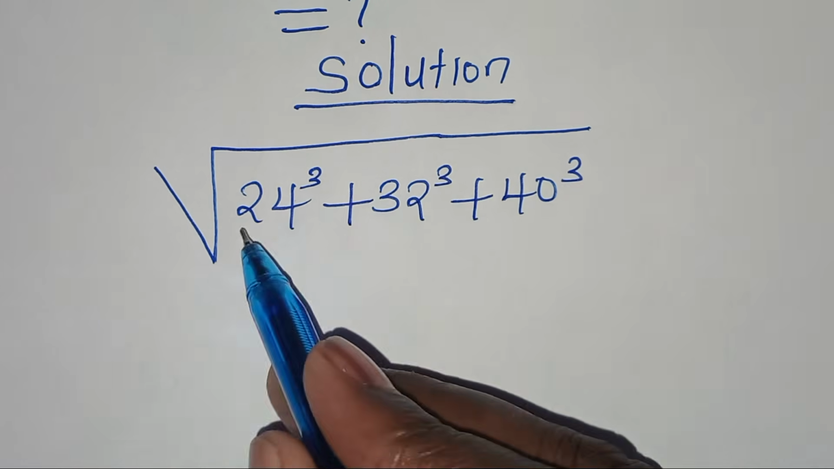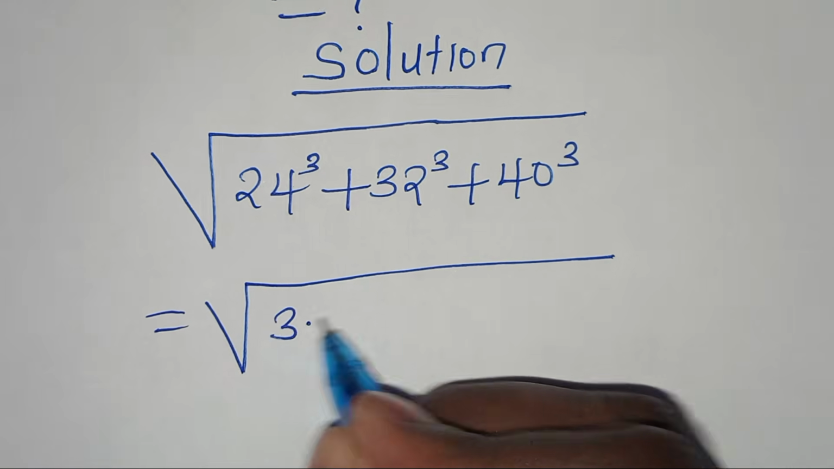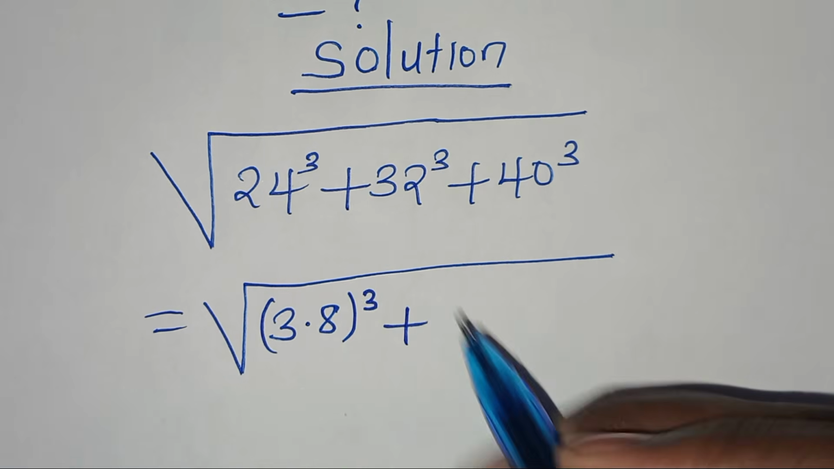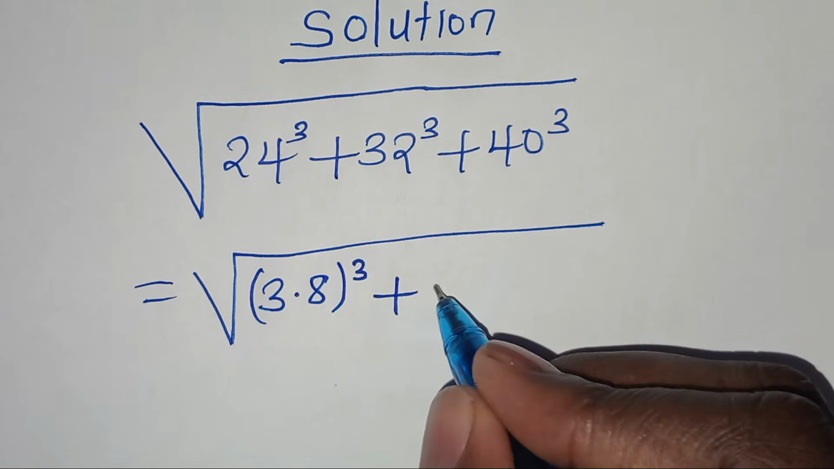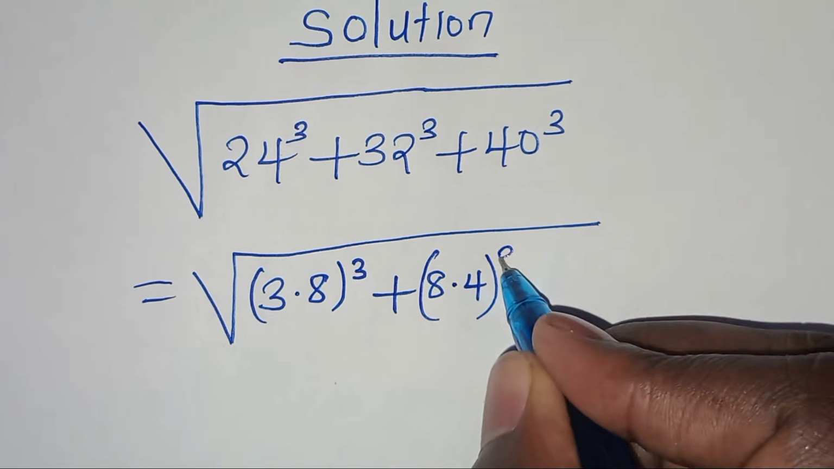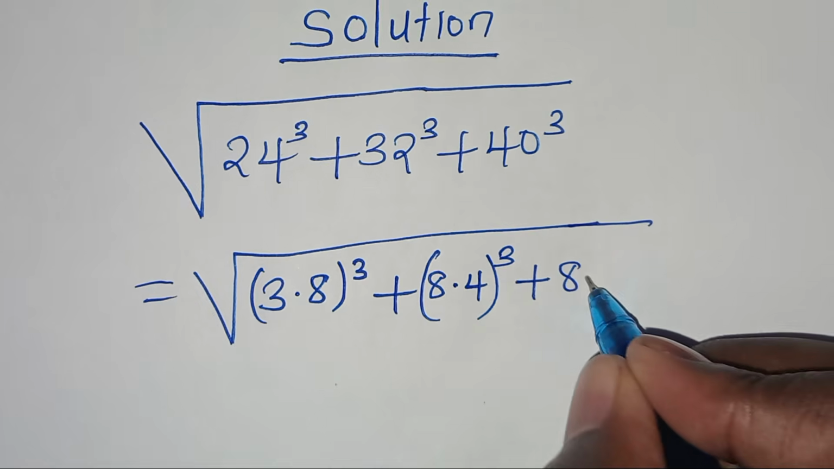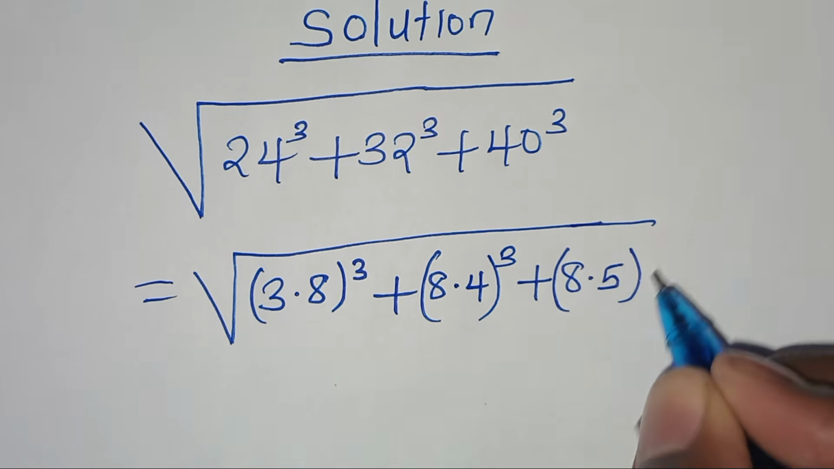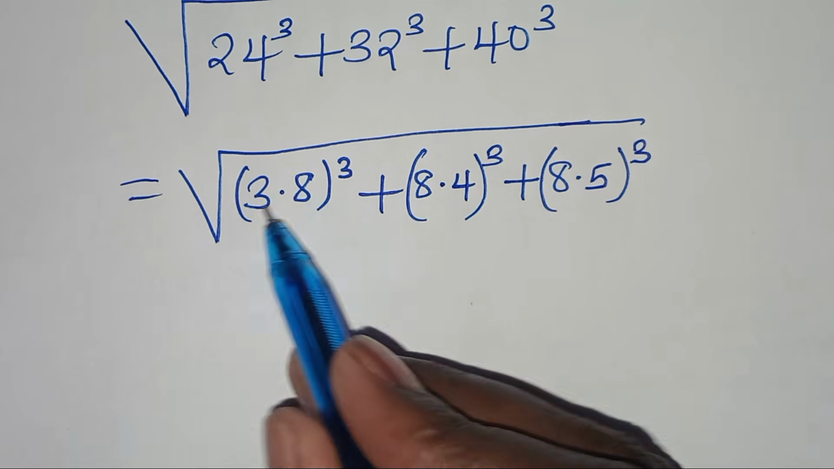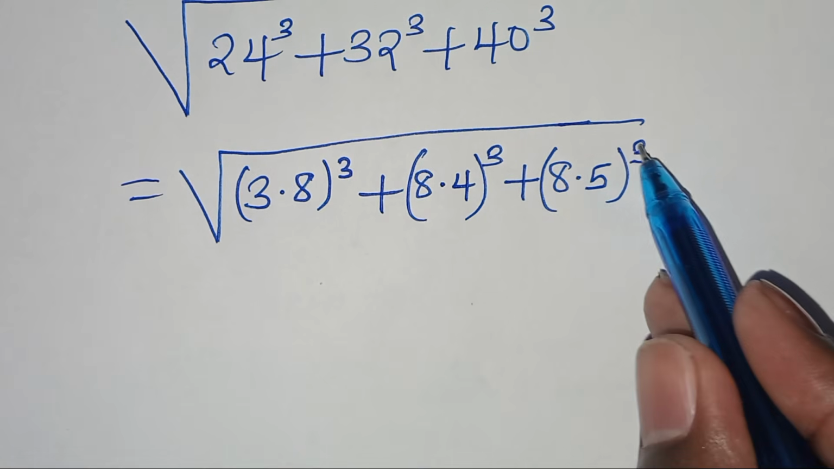We can express 24 as 3 multiplied by 8 raised to the power of 3, then plus, we can express 32 as 8 multiplied by 4 raised to the power of 3, and we can express 40 to the power of 3 as 8 multiplied by 5, then everything here raised to the power of 3. The next step is that 3 times 8 to the power of 3 and 8 times 4 to the power of 3 as well as 8 times 5 to the power of 3.